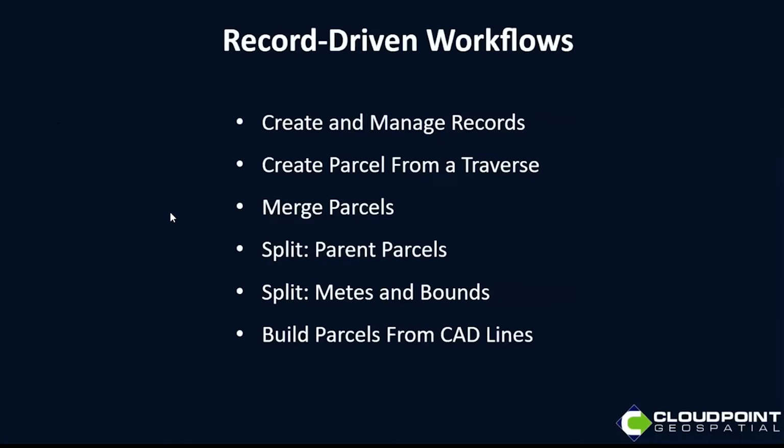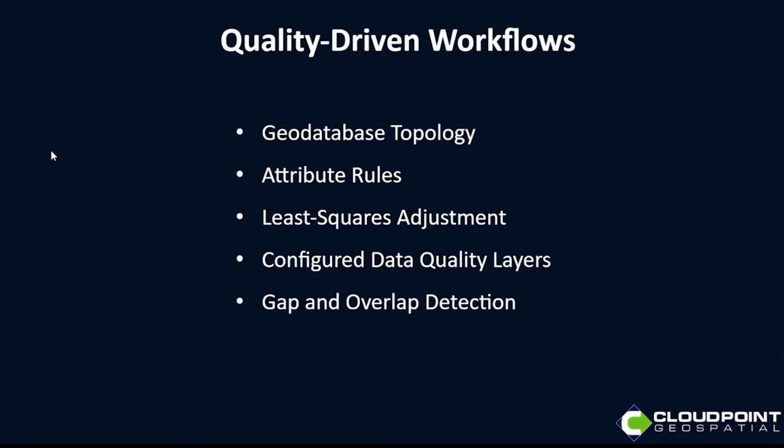So some of the record-driven workflows that we previously talked about involved creating and managing records, creating parcels from a traverse, merging parcels, splitting parcels, and building parcels from CAD lines. On the quality side, we talked about some geodatabase topology, attribute rules, least squares adjustments, and then some new things that Esri's come up with in the past year: configured data quality layers and gap and overlap detection.